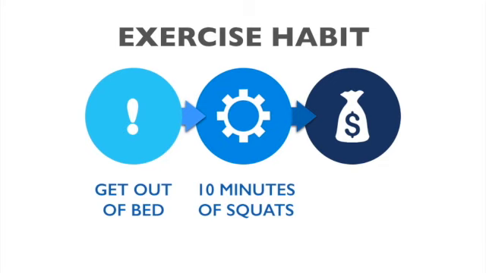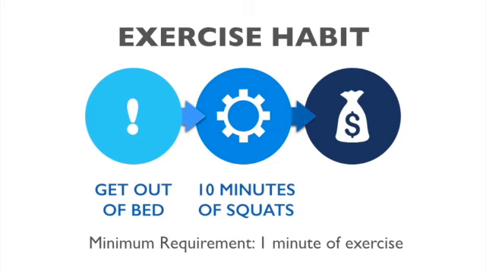Now your minimum requirement, remember this strategy, it's my favorite strategy. The minimum requirement for exercise is just 1 minute or one squat. It's just to do something, just to keep that habit alive while you're trying to create it. So the trigger is getting out of bed, the action step is 10 minutes of squats or just one squat, and the reward is breakfast. So you go right from working out and you go right to the kitchen and you have something to eat.